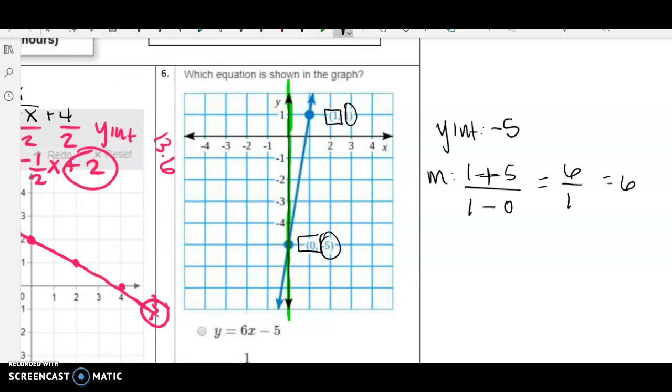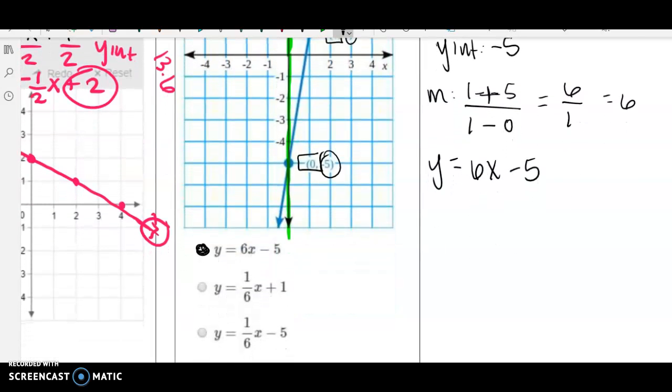So we combine those, and we have y equals 6x. Remember, our slope always goes next to our x, minus 5. So it's that first equation. Remember, because we have y equals mx plus b, and b is our y-intercept, and m is our slope.